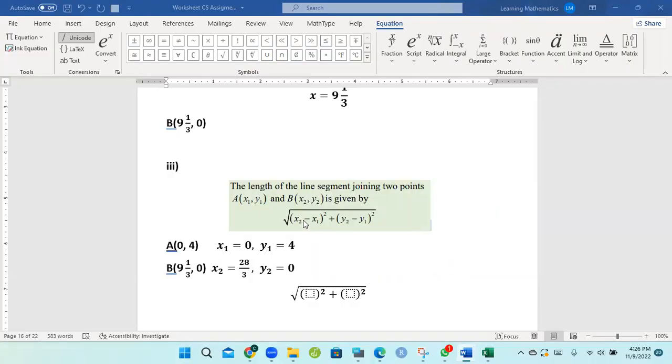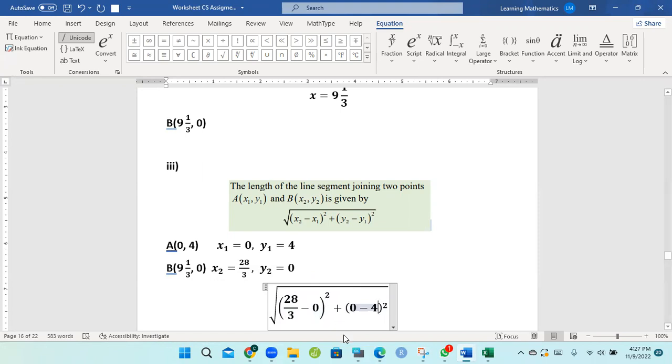Now notice that the formula comes with a negative sign. So it's a good opportunity to put our negative sign here. And now we're going to substitute x1. x1 is 0. x2 minus x1: x2 is 28 over 3, and minus x1 is 0. Be very careful. Now y2 is 0, minus y1 is 4.